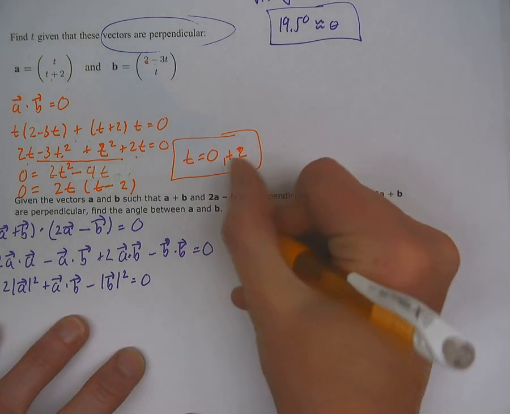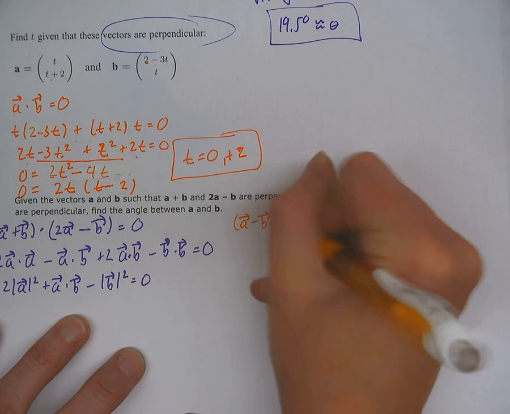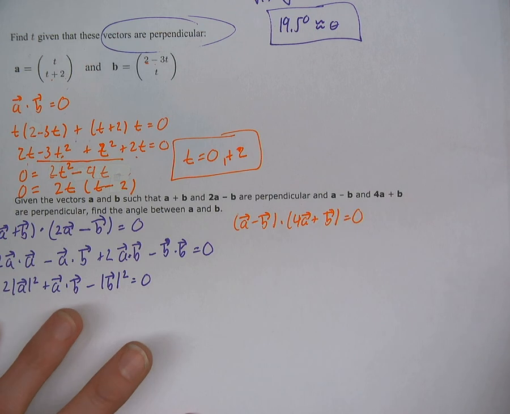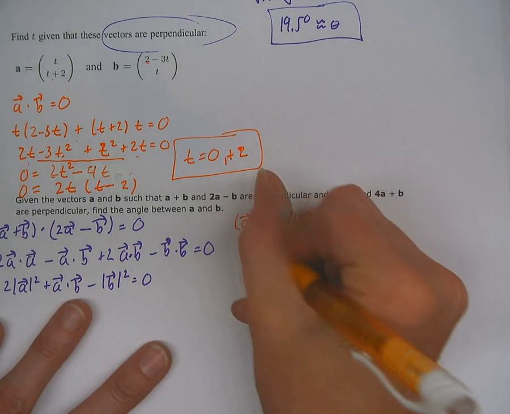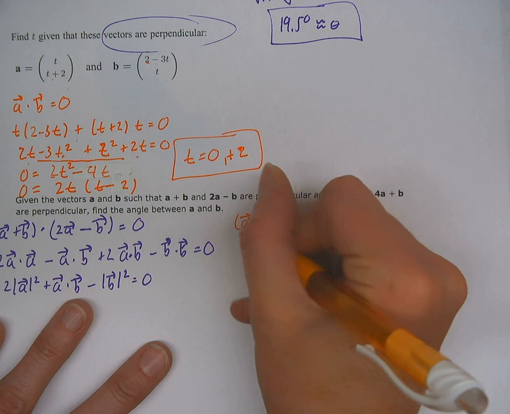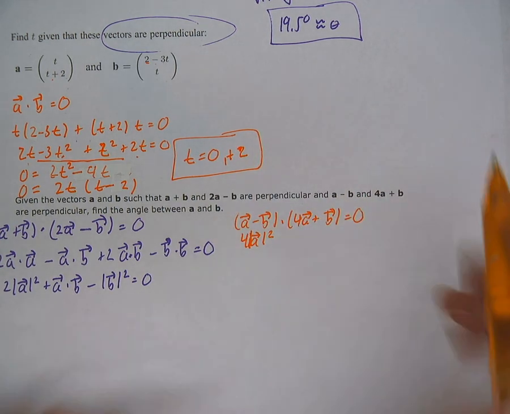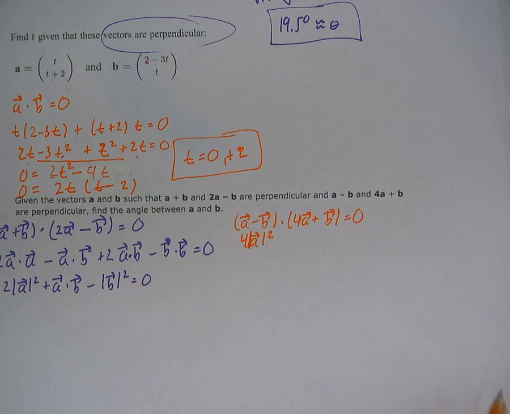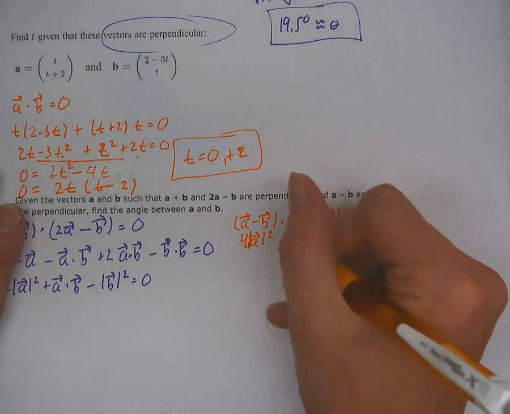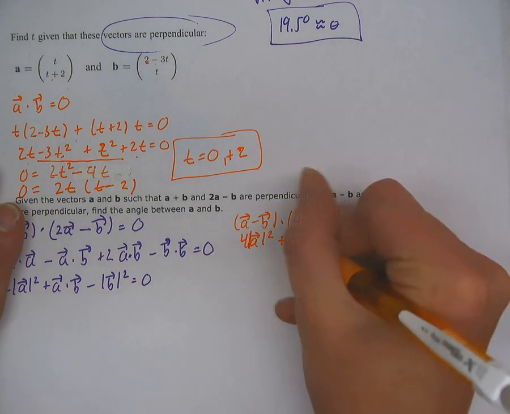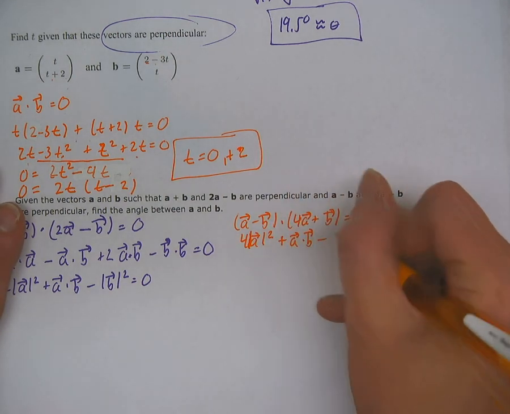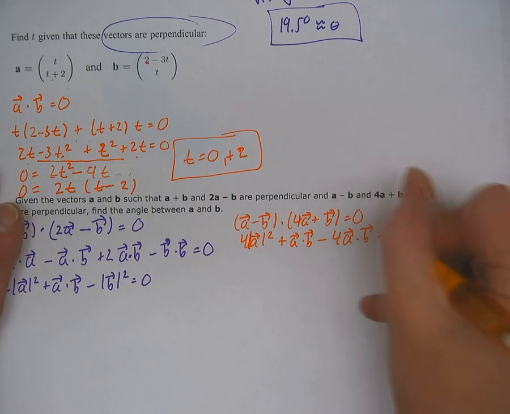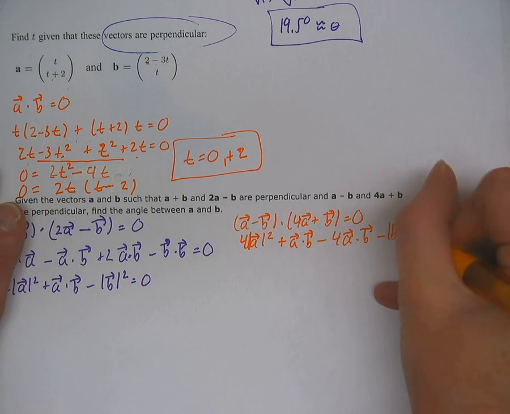Okay, so vector A minus vector B dotted with 4A plus B. That has to equal 0. So same kind of thing. I'm going to multiply and FOIL this out. I'm going to combine steps a little bit. I know that if I do vector A dot vector A, I get the magnitude of vector A squared. So then I'm going to get plus vector A dot vector B minus 4 vector A dot vector B minus magnitude of vector B squared.